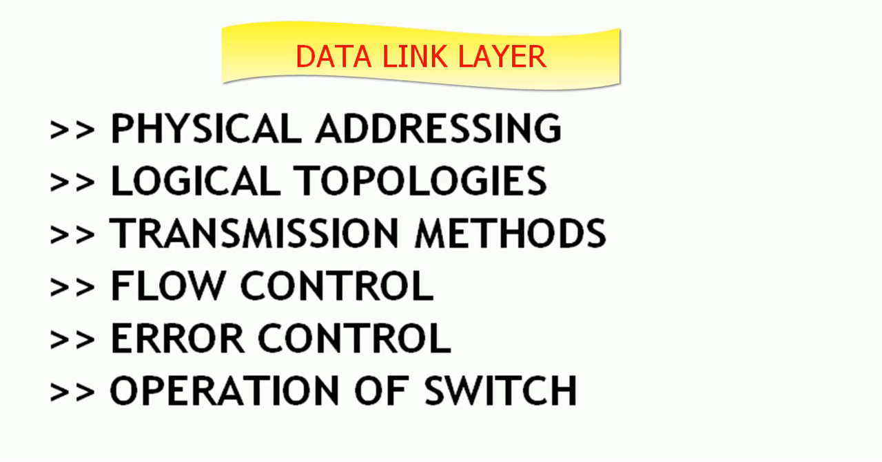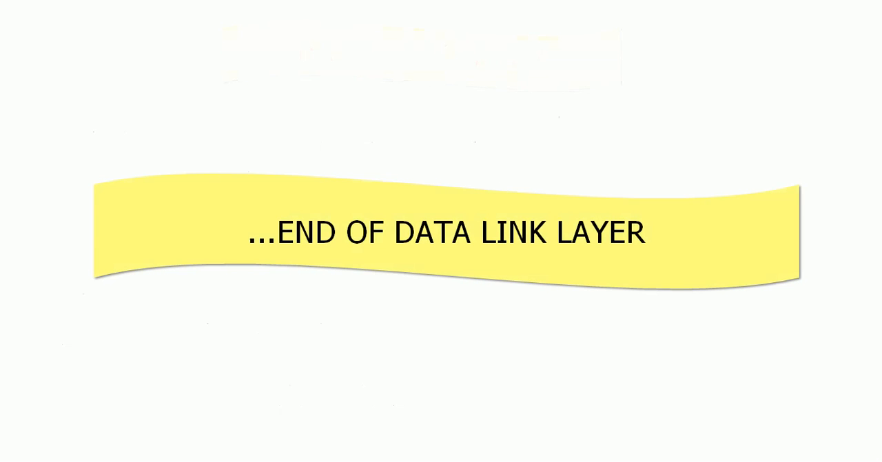So now let us sum up the responsibilities of the data link layer. First, physical addressing. Second, logical topologies. Third, transmitting methods. Fourth, flow control. Fifth, error control. And also we learned that a physical device, the switch, lives at the data link layer. Here we come to an end with the data link layer of the OSI model. In the next video, we will be learning the third layer, that is the network layer.